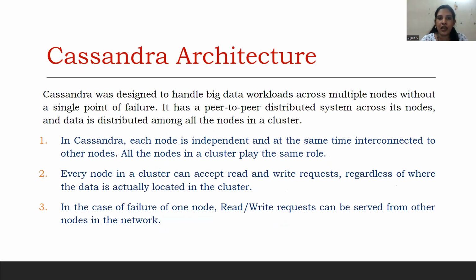Now we look into the architecture of Cassandra. Cassandra was designed to handle big data workloads across multiple nodes without a single point of failure. It has a peer-to-peer distributed system across its nodes, and data is distributed among all the nodes in a cluster. Each node is independent and at the same time interconnected to other nodes. All the nodes in a cluster play the same role.